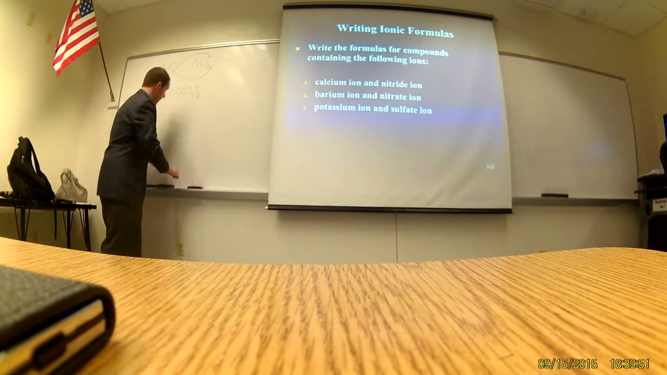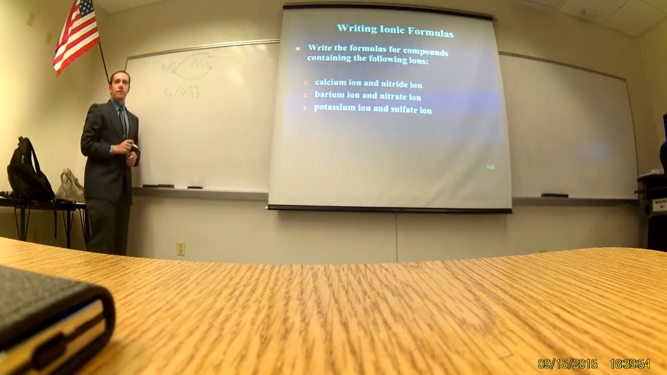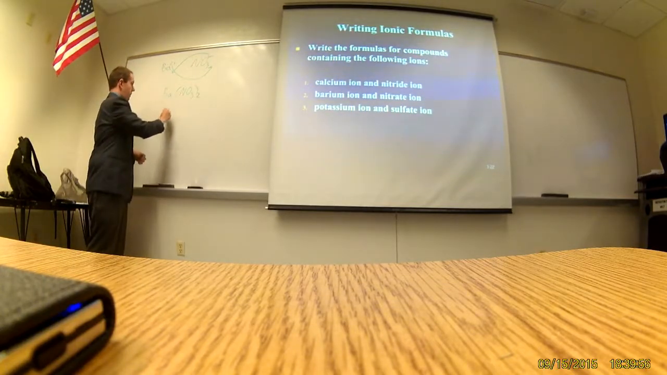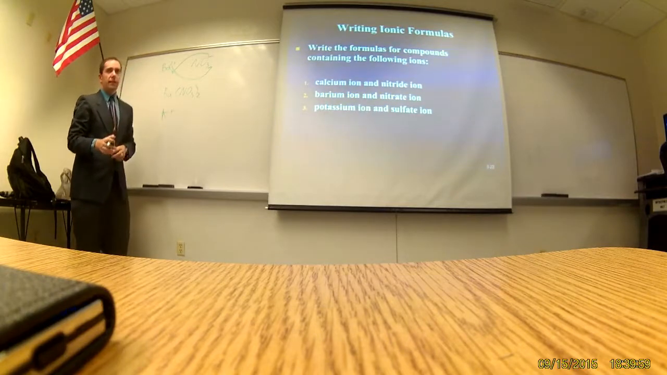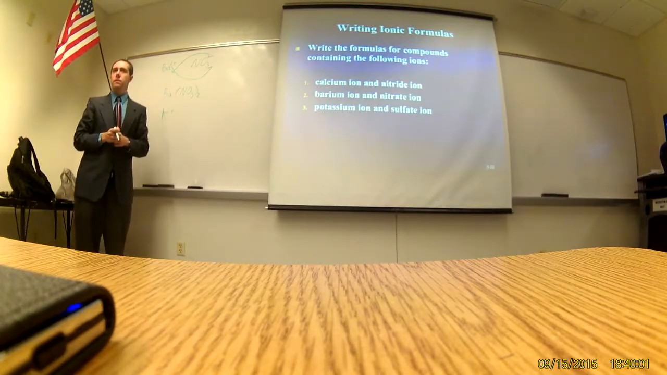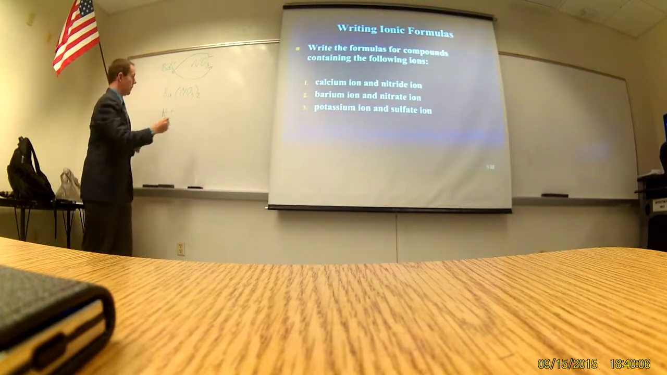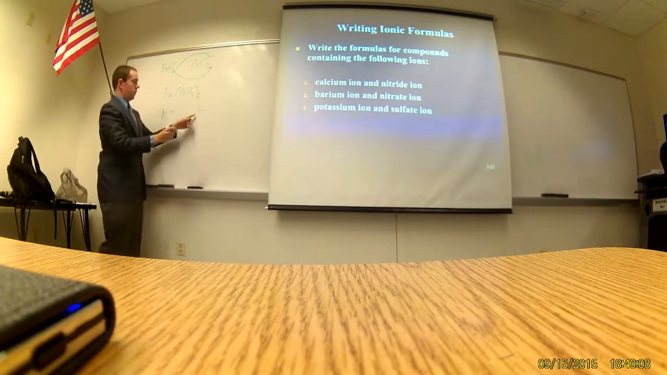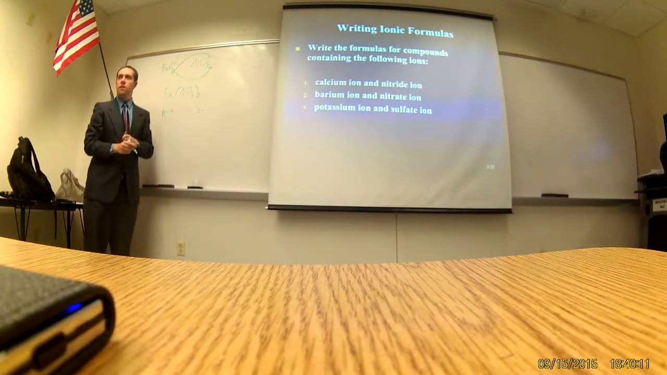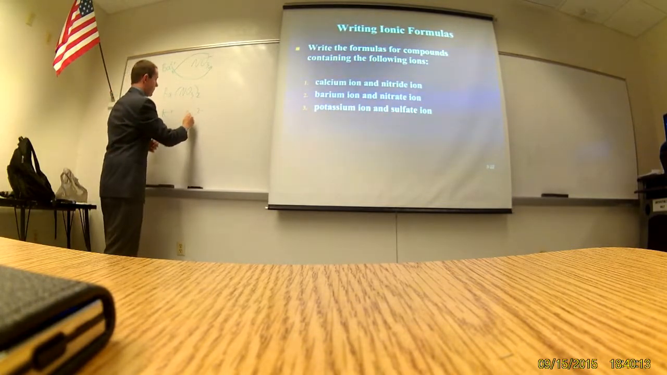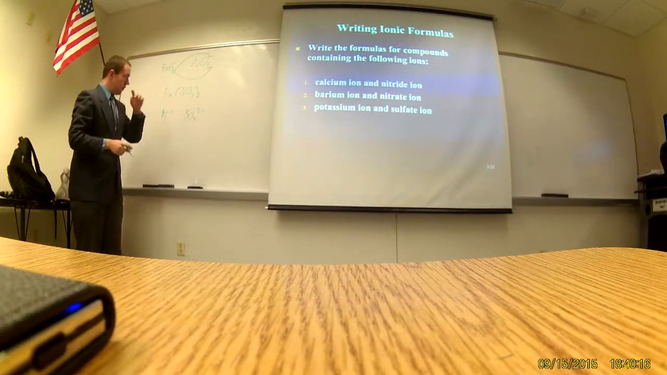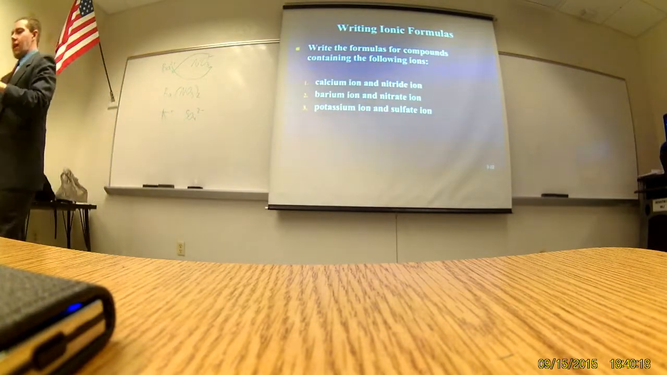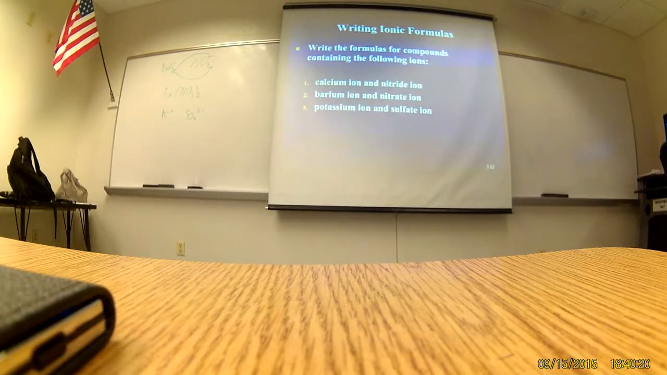Potassium ion and sulfate ion. How do I write potassium ion? Okay, positive. What is sulfate? That's another one on the table. So it's 2 minus. What is the formula? So are you able to look at that and, without actually drawing the lines and everything, can you see what the formula is going to be? Or can you draw the lines in your head?